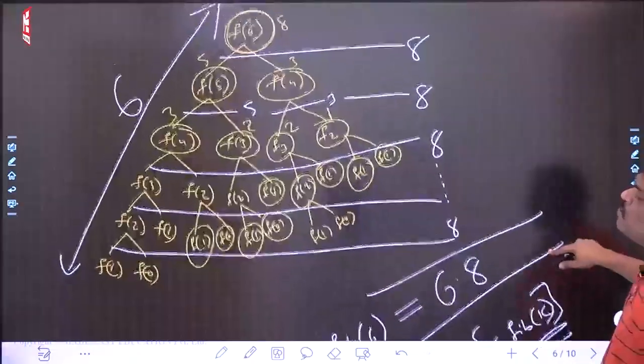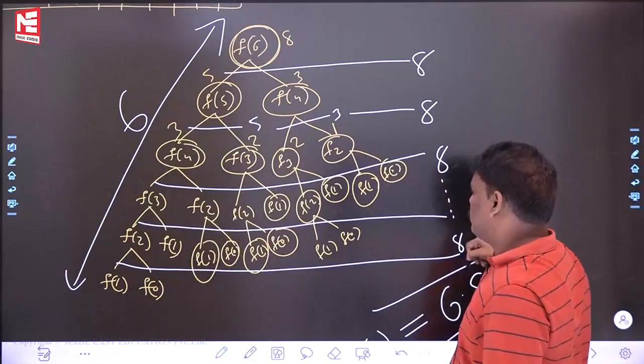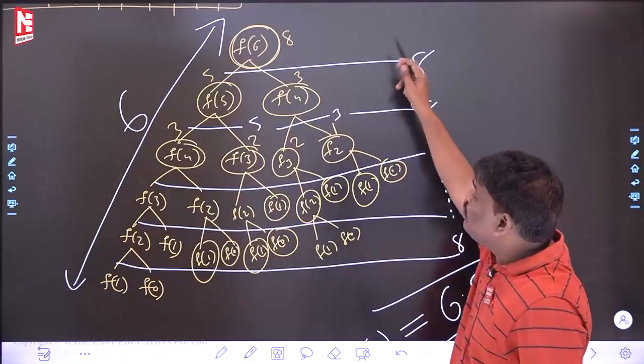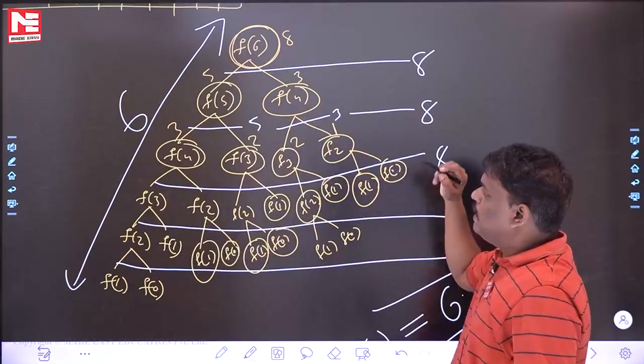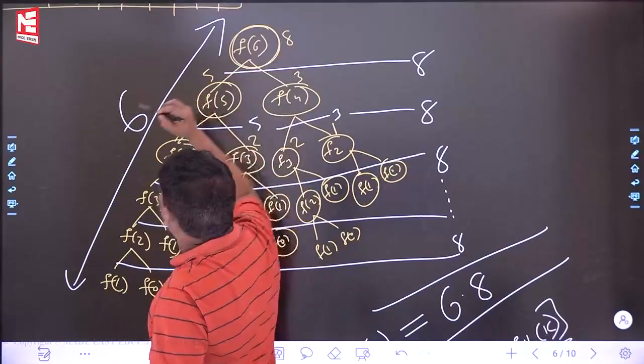What is the difference between this problem and merge sort? Merge sort always divides by 2, by 2, by 2, giving log n levels. Every level is n. Here also every level is n, which is 8. But the levels are different, right? So Fibonacci of k means k levels. In the place of 6, if I keep k, here k will come.